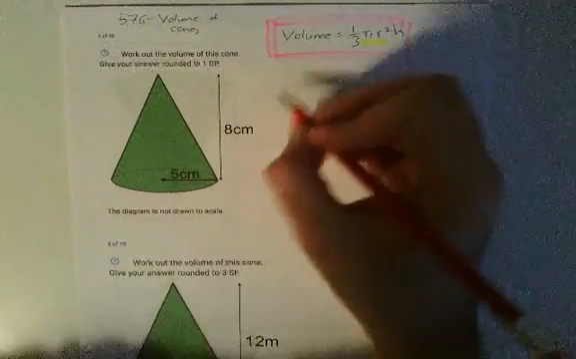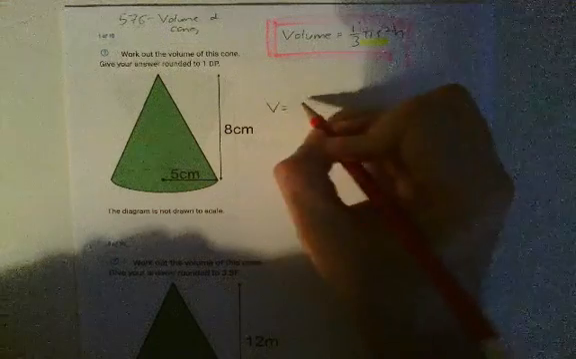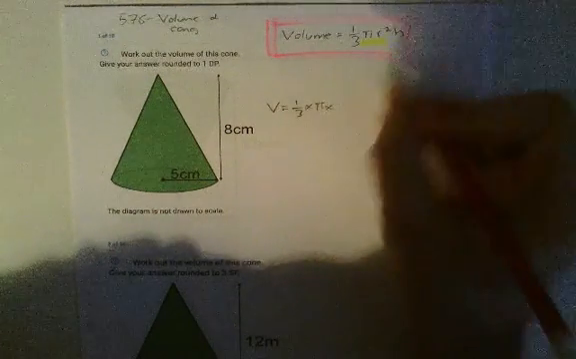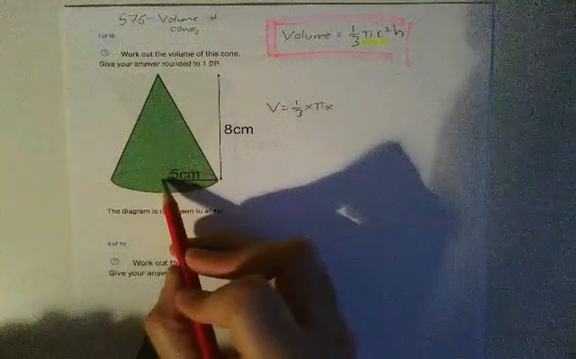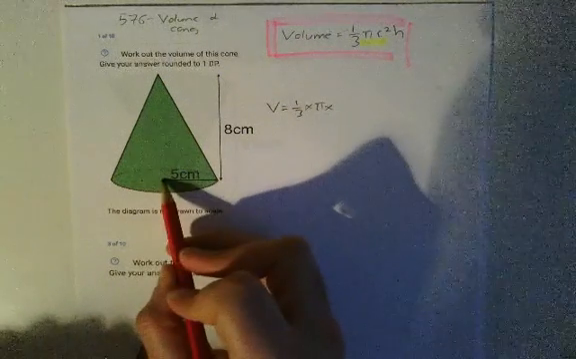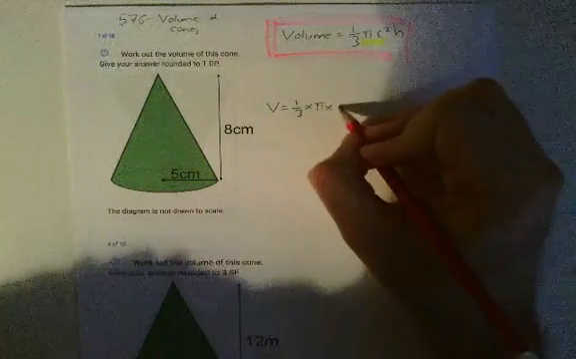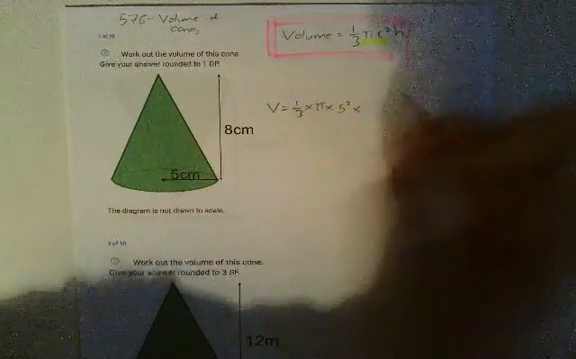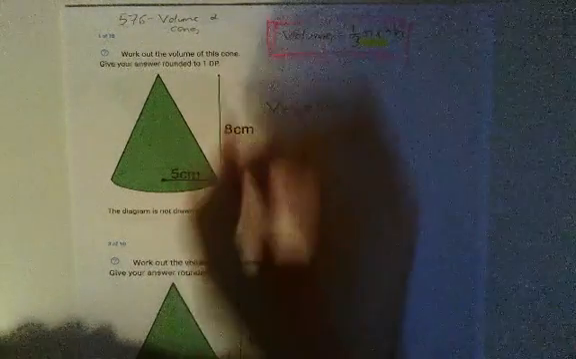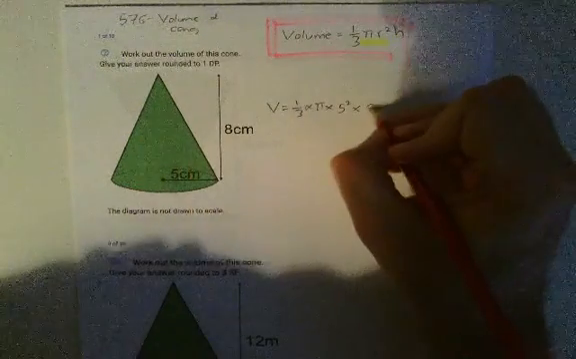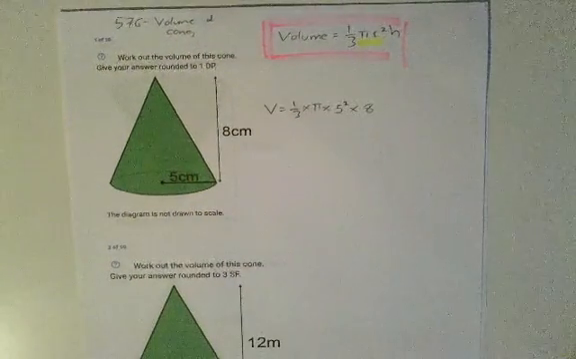So for this one, your volume is going to be a third times pi times the radius squared. Now look at the circle there. The distance from the centre to the outside is the radius. Remember that is 5, so we can use that straight away. 5 squared times the height of the cone, straight up like that. Remember, not the slant height, straight up, times 8. And that's all I need to do.